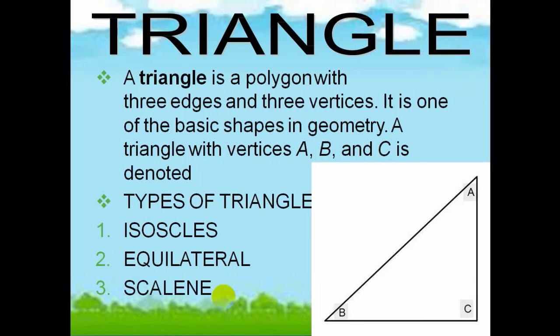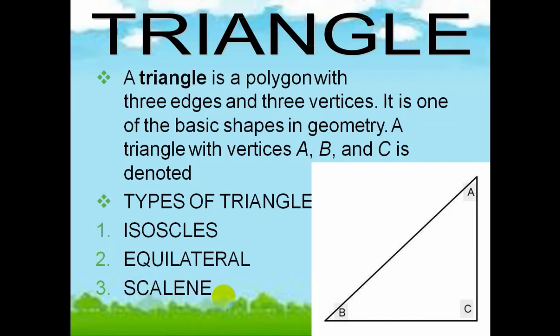But we know that there are 6 types of triangle. 3 types with respect to sides and 3 types with respect to angle. The 3 types with respect to sides of a triangle are isosceles triangle, equilateral triangle, and scalene triangle. An isosceles triangle is a triangle in which the length of 2 sides are equal. An equilateral triangle is a triangle in which the length of all sides are equal. Similarly, a scalene triangle is a different sided triangle. Different sided triangle means the length of all 3 sides will be different.